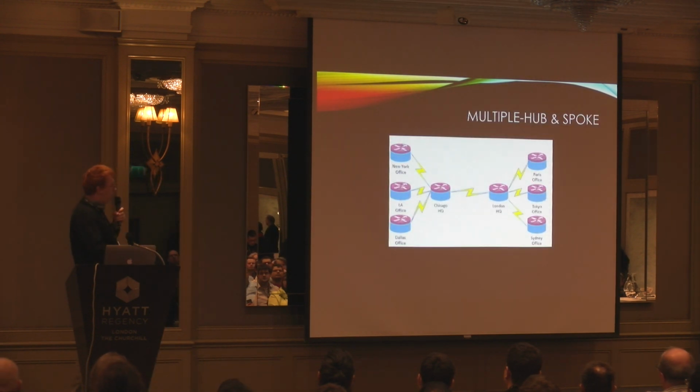So this is an example of a multi-hub and spoke. This would have been the sort of first one that we had up there. You can see that we've got Chicago and London as two HQs. The American offices are all connecting to Chicago. The rest of the world offices are connecting to London. And then there's presumably a high enough bandwidth link between Chicago and London, so if anything's needing to go from New York to Sydney, it should hopefully be fine.